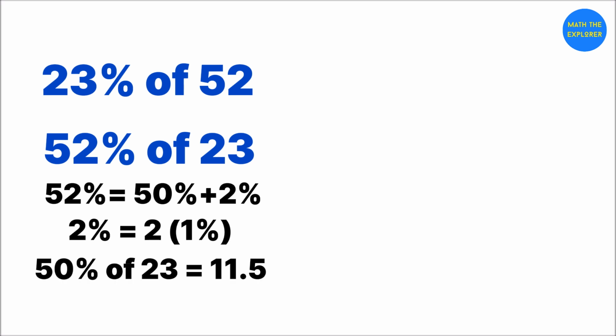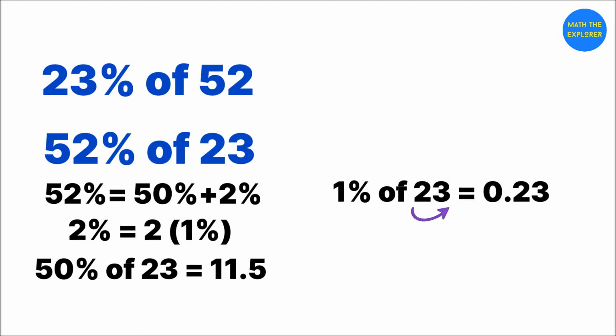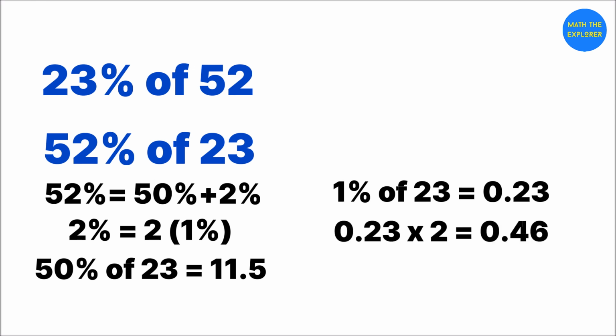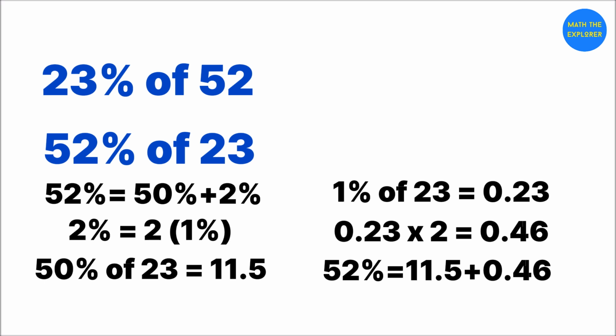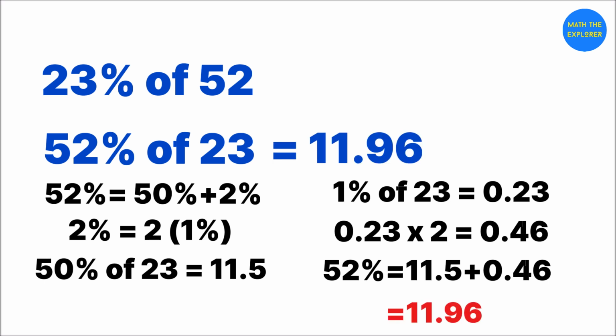So let's calculate 50% of 23. This will be half of 23, which is equal to 11.5. Now what's 1% of 23? We move the decimal point over by 2 spots, and this is equal to 0.23. If we double it, then it will be equal to 0.46. So now we're pretty ready to solve this question. 52% will be equal to 11.5 plus 0.46. Next, add these together, and we get 11.96. So 23% of 52 is equal to 11.96.